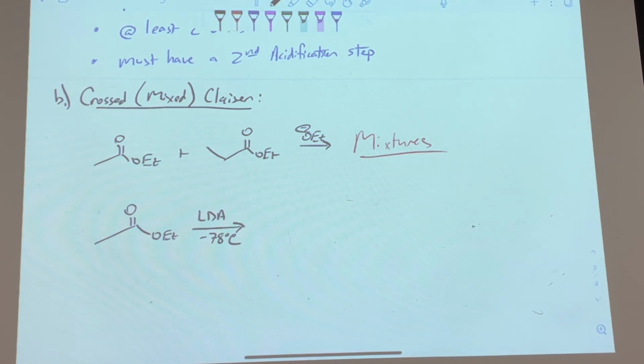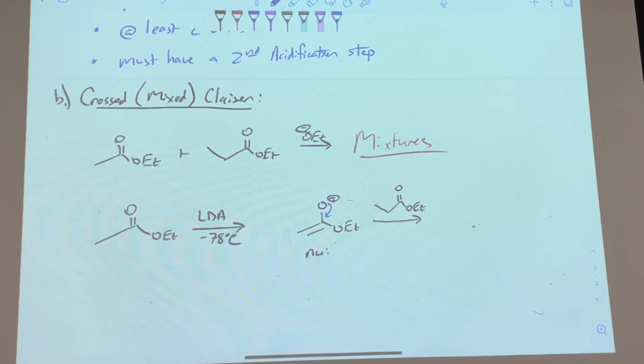So we would end up with a flask full of nucleophile. You'd use a stoichiometric amount of the LDA. So one equivalent of the ester, one equivalent of LDA, and you would generate 100% enolate. And then you would add in the one you wanted to act as your electrophile. And there's only one way this reaction could work.